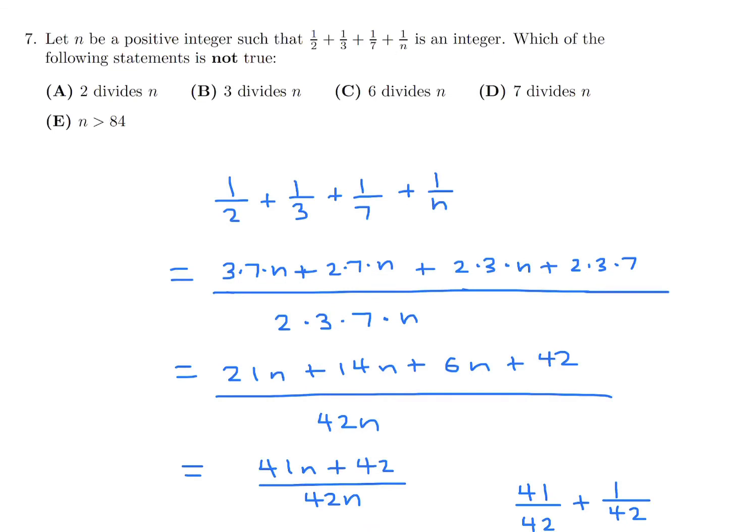Now let's see. 2 divides n. n is 42. Does 2 divide n? Yes, it does. Does 3 divide n? Yes. 6? Yes. 7? Yes. n is greater than 84? Well, that is incorrect. That is not true. So of all these statements, E is the one that is not true. So the answer is E.